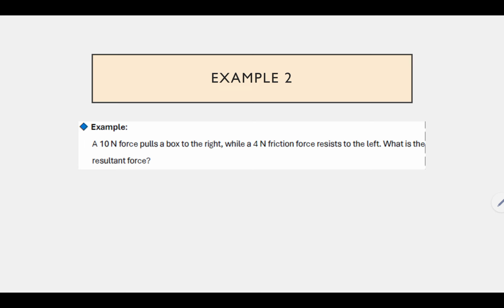Another example, pause the video, unpause when you're done. A 10 Newton force pulls a box to the right, while 4 Newton friction force resists to the left. What's the resultant force? Again, 10 Newton right, 4 Newton left. So my resultant force, since they're in opposite directions, I'm going to add or subtract? Subtract, of course. So 10 newtons minus 4 newtons is 6 newtons. Who wins? Which has a larger force? The right. So it's 6 newtons to the right.